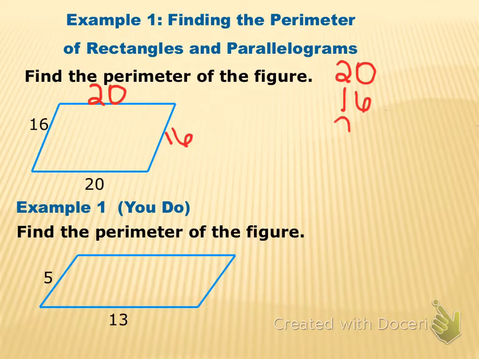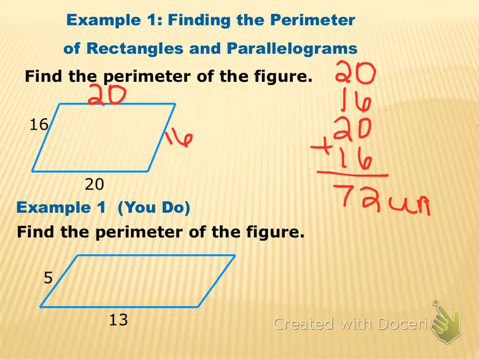So we have the 20 plus the 16 plus the 20 plus the 16. When we add all those together, we get 72 units. So the perimeter of this second one, or I guess in your case the third one, is 72 units. Now you try the next one on your own.